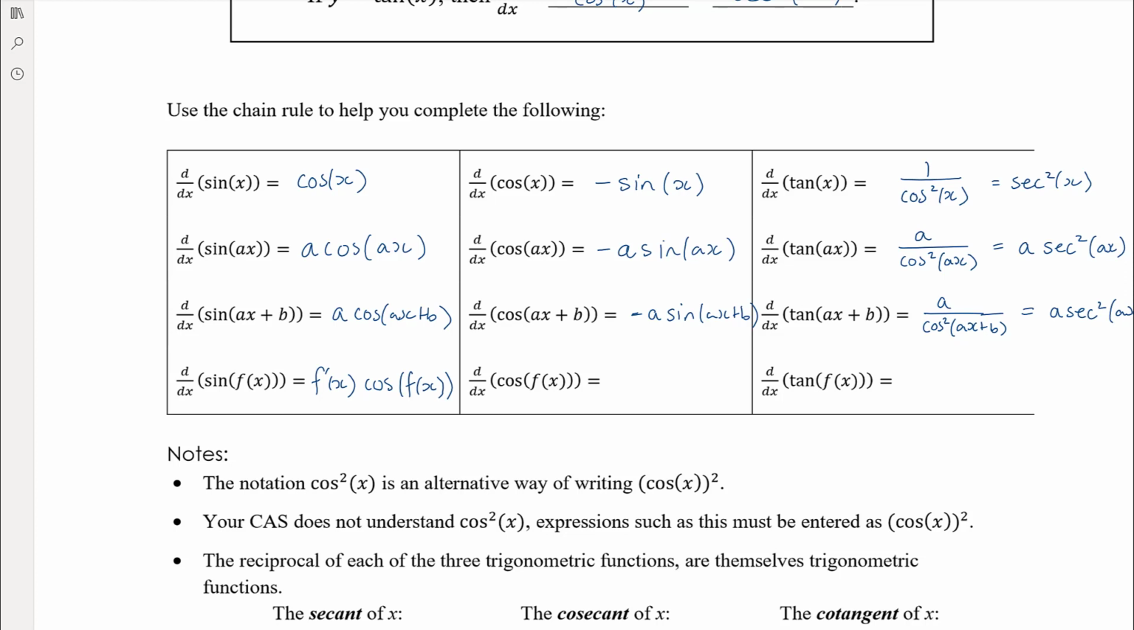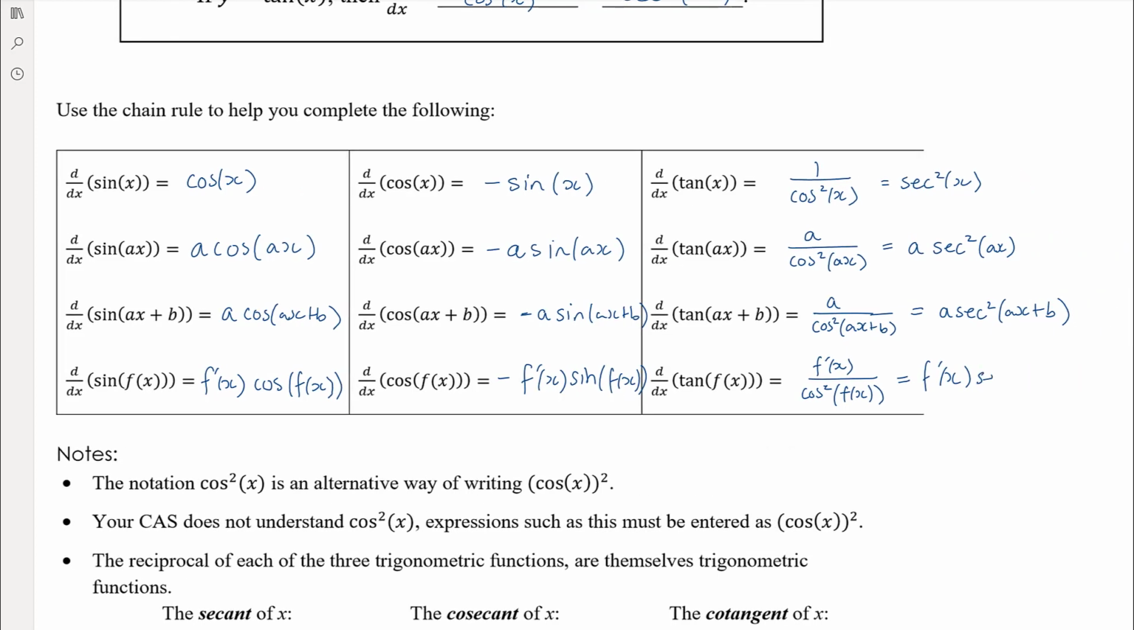Following that through with our other functions, we're going to get negative f dash x times sine of f of x. And here we're going to get f dash x over cos squared of f of x, or f dash x times sec squared of f of x.